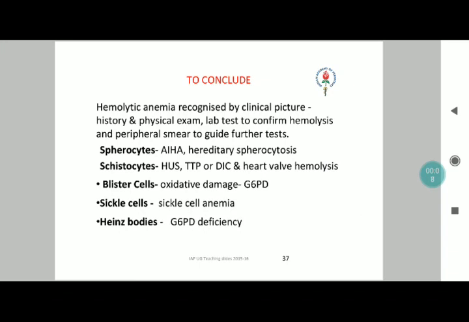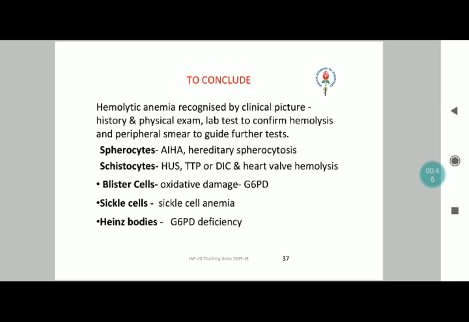So just to conclude, hemolytic anemia is recognized by the clinical picture, easily identified based on short history, simple physical examination, and basic lab tests. Hemolysis is pathognomonically present, and most of the changes are seen on peripheral smear examination. If you consider spherocytes specifically, spherocytes are specifically noted in autoimmune hemolytic anemias and hereditary spherocytosis. The presence of schistocytes is almost always pathognomonic towards hemolytic uremic syndrome, thrombotic thrombocytopenic purpura, DIC, or heart valve hemolysis specifically. The presence of blister cells goes in favor of oxidative damage seen in G6PD deficiency.